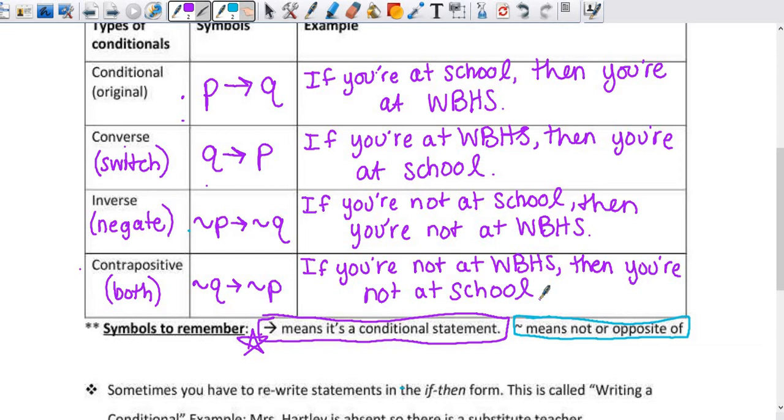So these statements, are they true? They could be. If you're at school, then you're at WBHS. Well, maybe you go to Burton. That's still school. So it's not necessarily whether it is true, and when you switch things up, that truth value changes, which we will get into. But you've got to know how they change. So converse, you switch. Inverse, you negate. And contrapositive, you do both.